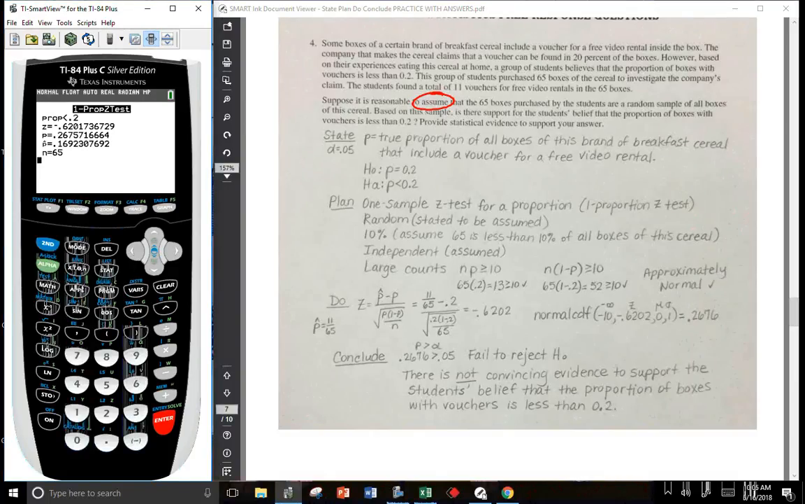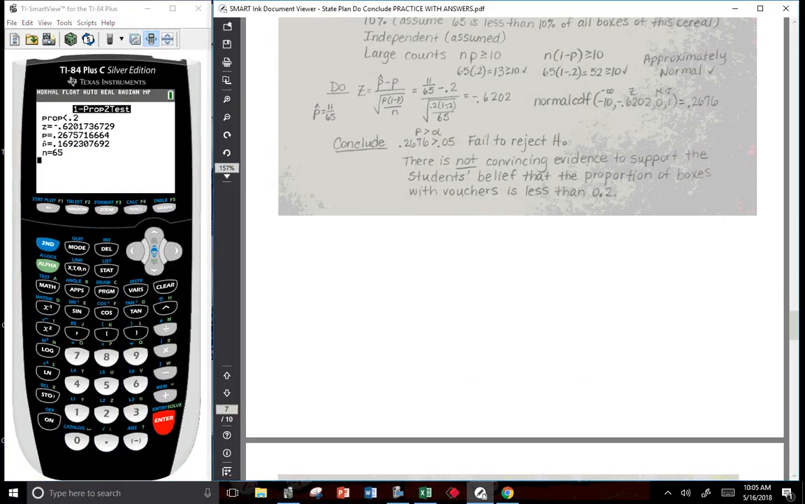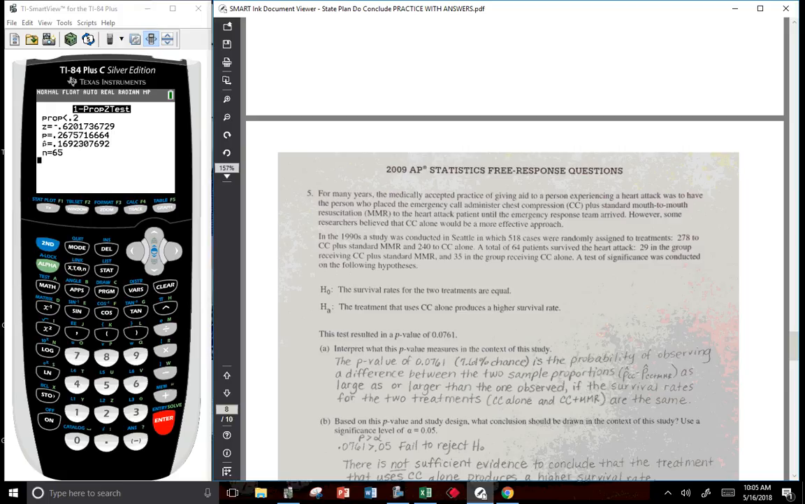This test resulted in a p-value of 0.0761. They want us to interpret this p-value. Do you remember that the p-value is the probability of being as high or higher than? Do you remember all that? You might want to write that sentence down. Yeah, this is a sentence we want to know.